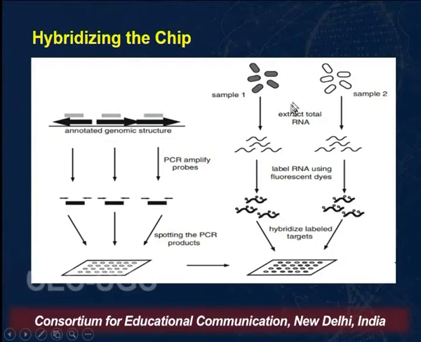For example, we are taking samples from two different cells. From the two different cells, we prepare single stranded fragments and label them with different dyes, and then we hybridize them onto the chip. Whichever oligomer is complementary to this particular DNA, or probe, or the target DNA, that probe is going to bind to it. Similarly for this case.